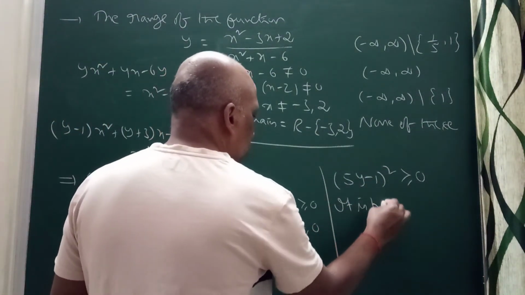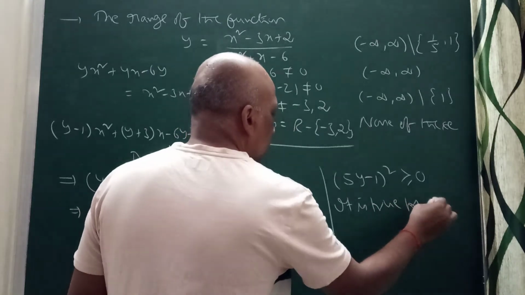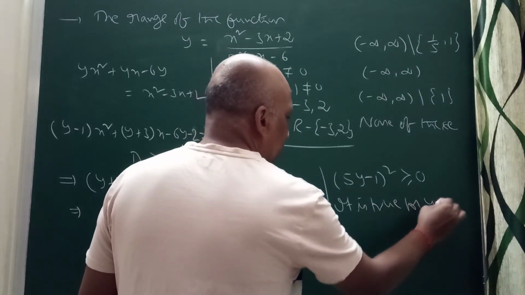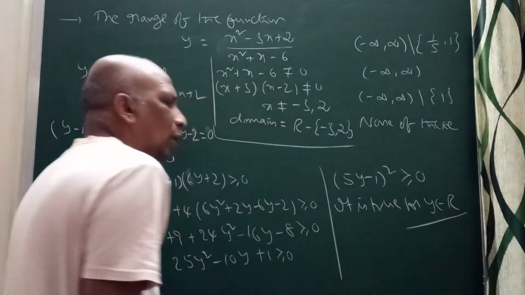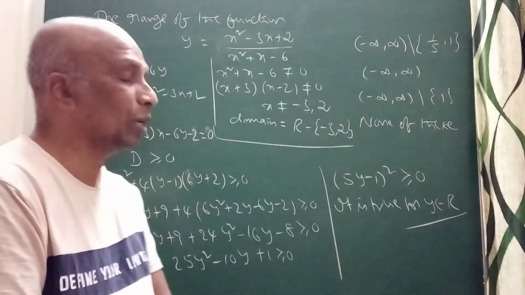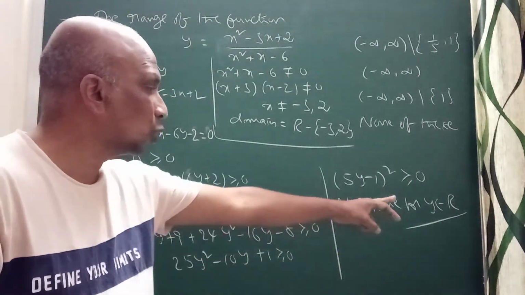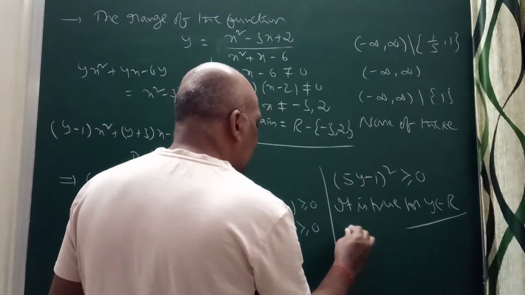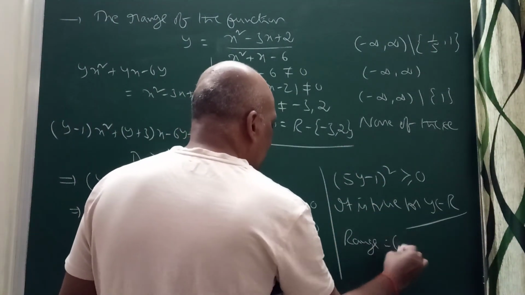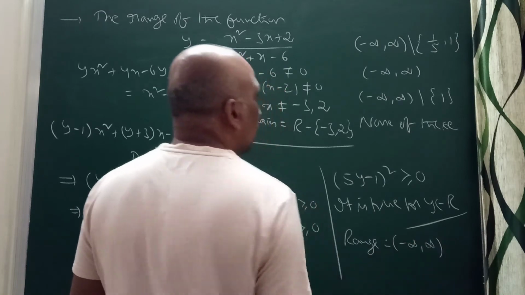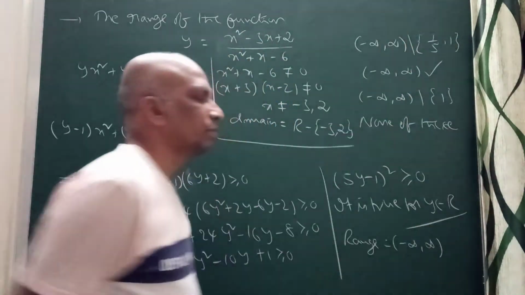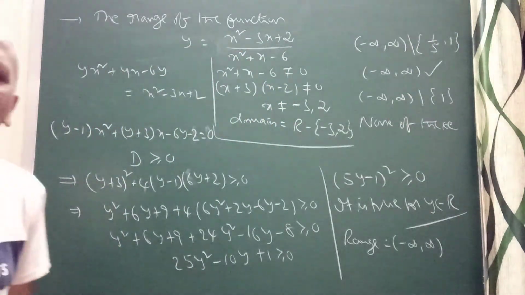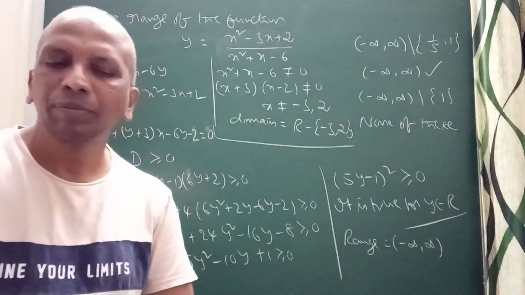It is true for y belongs to R, for every value of y. So that means here I can write the range is equal to minus infinity to infinity. Clearly this is our range, since it is true for every value of y.